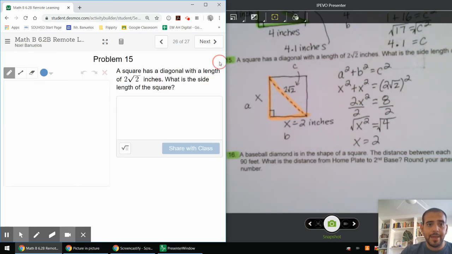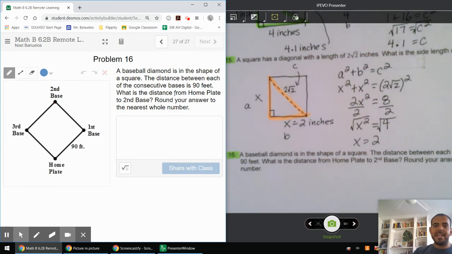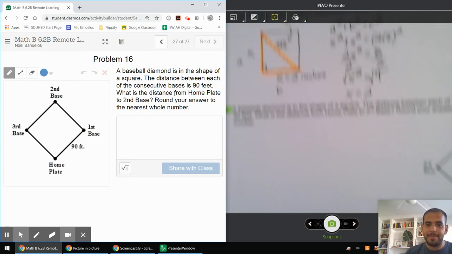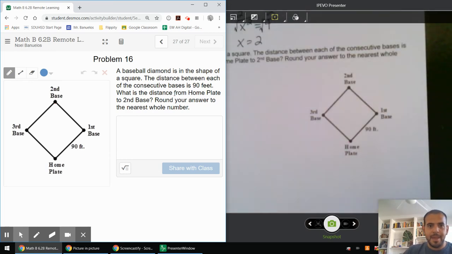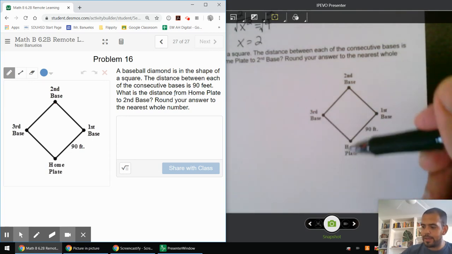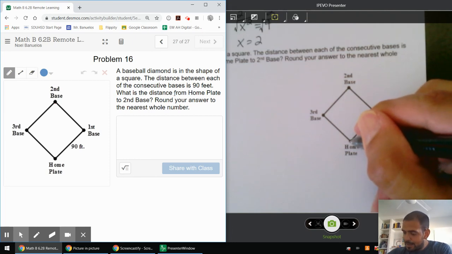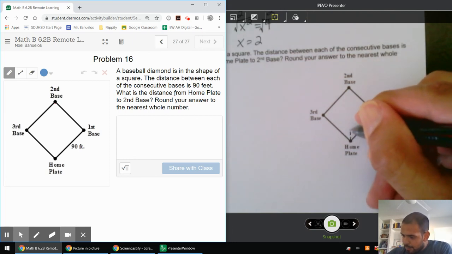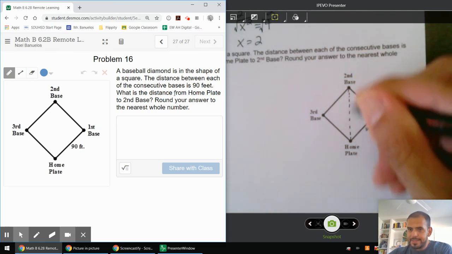Here we go. We got one more problem. A baseball diamond is in the shape of a square. Okay, so here's my square. The distance between each of the consecutive bases is 90 feet. What is the distance from home plate to second base? So you're trying to find how far is home to second.